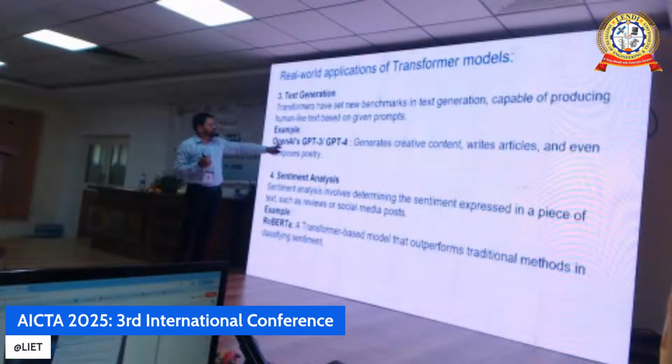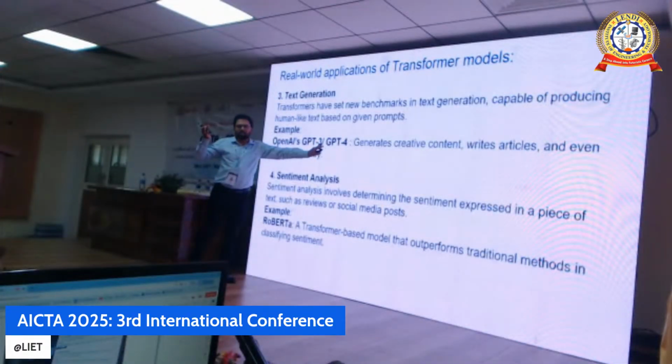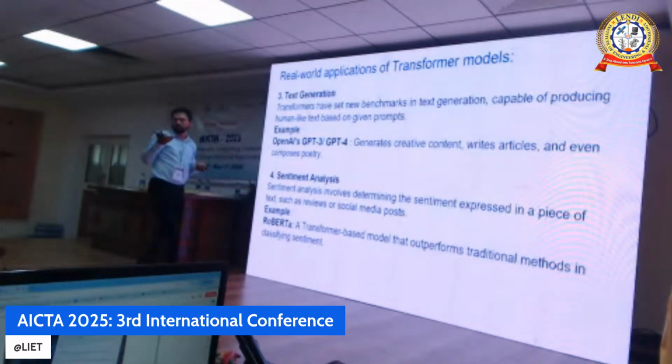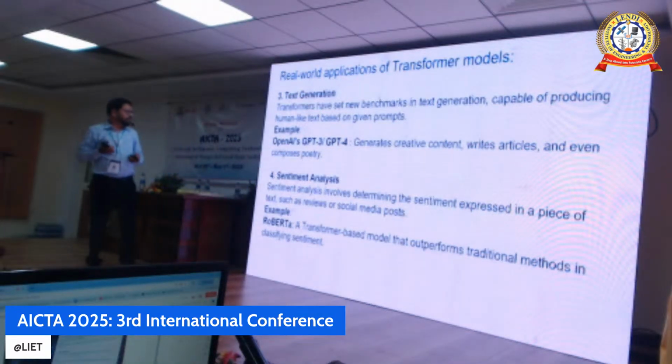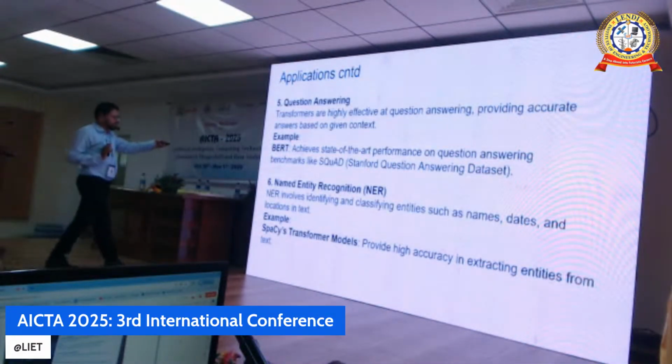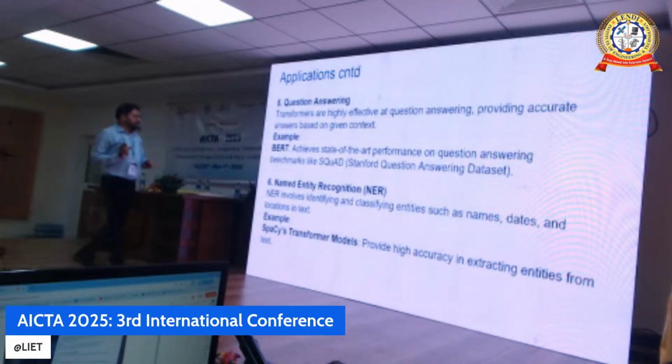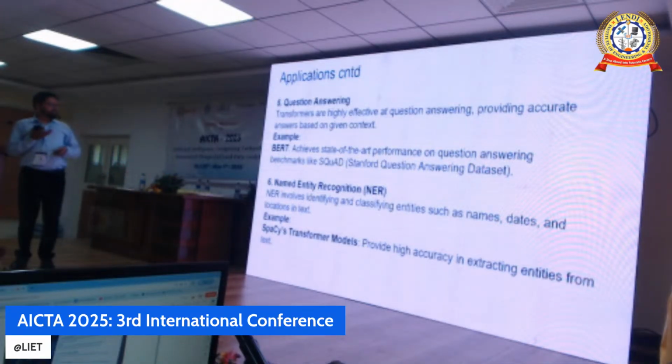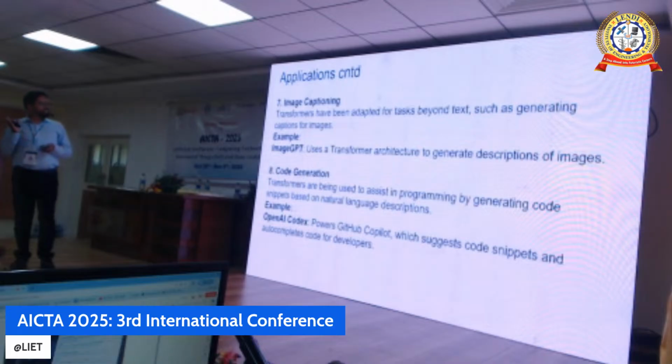Text generation, OpenAI's GPT-3. You might have used GPT-4 also. GPT-5 was also released 2-3 months back. For sentiment analysis, you have RoBERTa, which I just told you about, for sentiment classification. These are all applications. Question answering and named entity recognition: we have specific question answering, and BERT is designed for that. Then Spaces has transformer models for named entity recognition. You can select any one of these applications if you are interested in this domain.